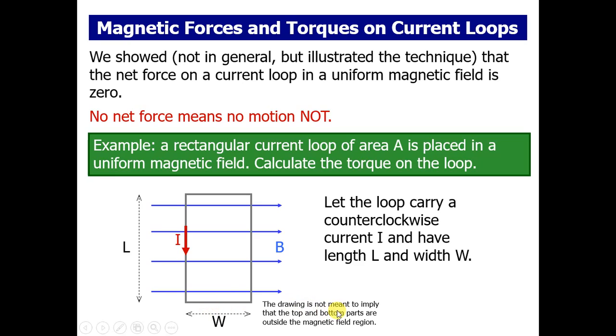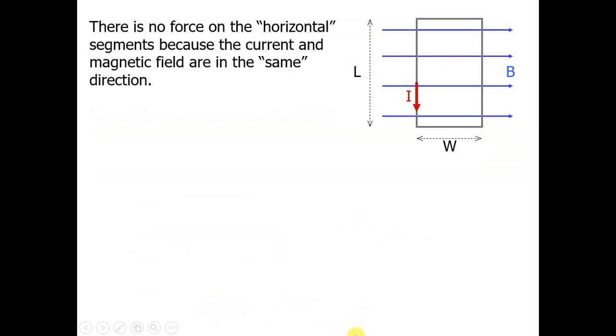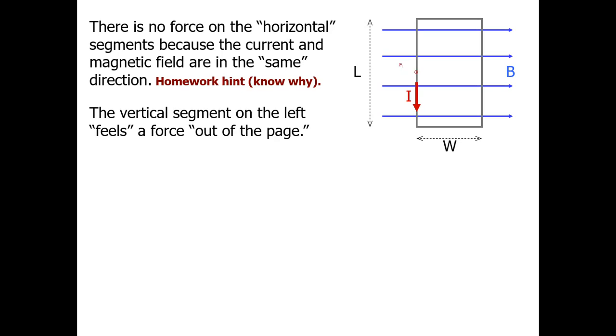So the top and bottom parts are outside of the magnetic field region. See here, there is no force on a horizontal segment because the current and magnetic field are in the same direction. Okay, it is in the same direction. So at that time there is no force on a horizontal segment. Okay, so see here, now the vertical segment on the left.